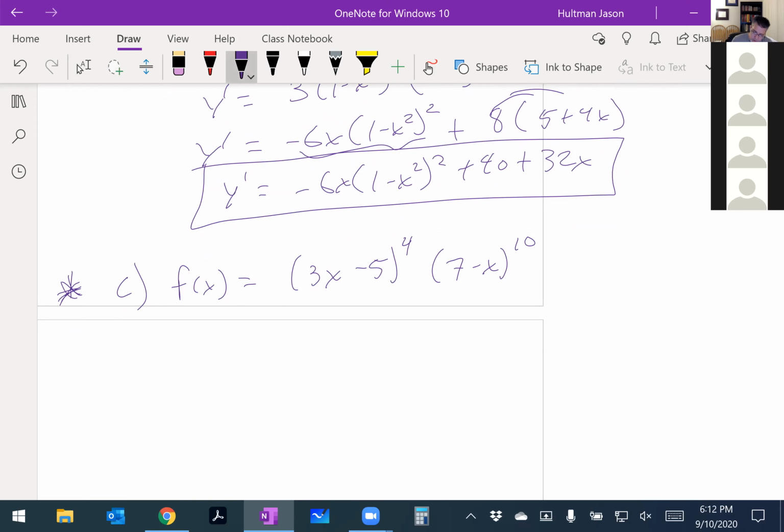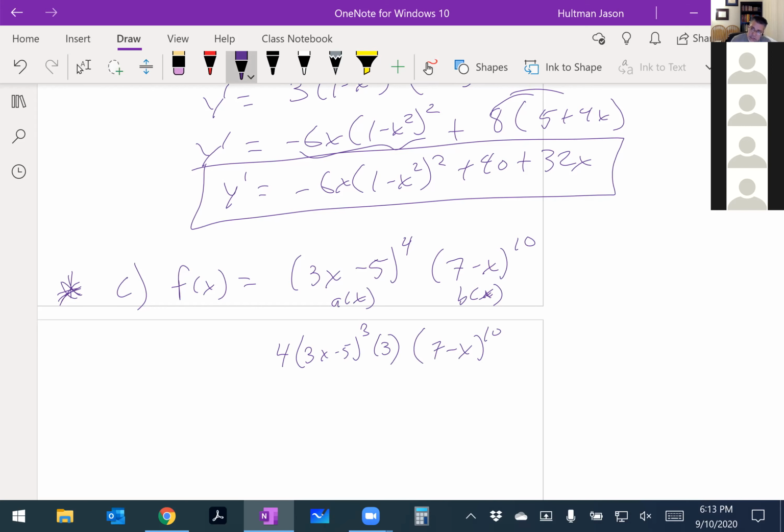Okay, so let's see what we can do here. Let's do the product rule. Let's call this a of x and let's call this b of x. To use the product rule, I would need the derivative of the first, so let's take the derivative of the first. That's a chain rule. That's 4 times 3x minus 5 to the 3rd times 3, times the second. That's the derivative of the first times the second, so all I'm going to do now is just multiply by b of x, that's 7 minus x to the 10th power.